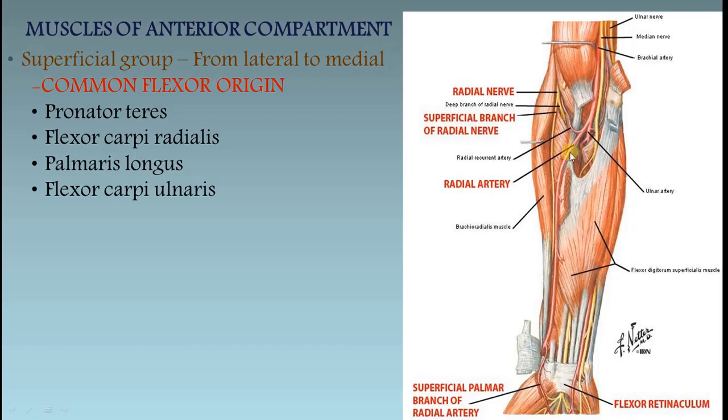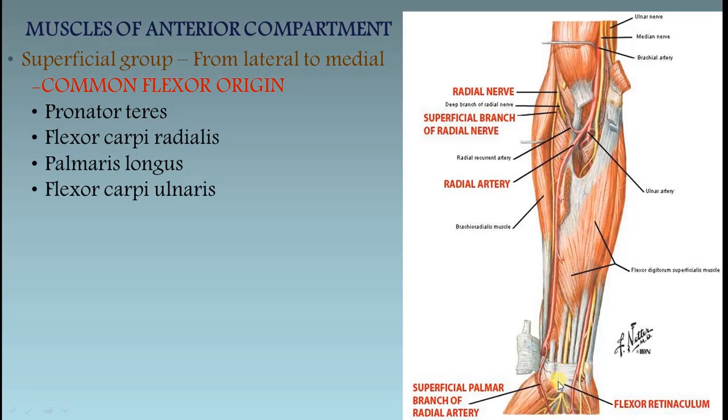Then flexor carpi radialis. Flexor carpi ulnaris, you are able to see here. Flexor carpi ulnaris, pronator teres, flexor carpi radialis. Then one small muscle with a very tiny belly and a long tendon, which is absent most of the time, is called the palmaris longus. The palmaris longus may be absent, and if at all it is present, it will form a very tiny belly and a long tendon.